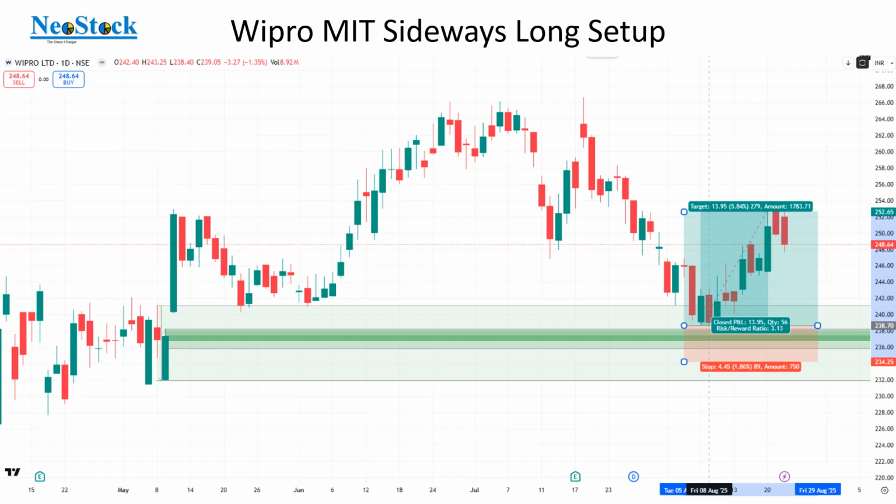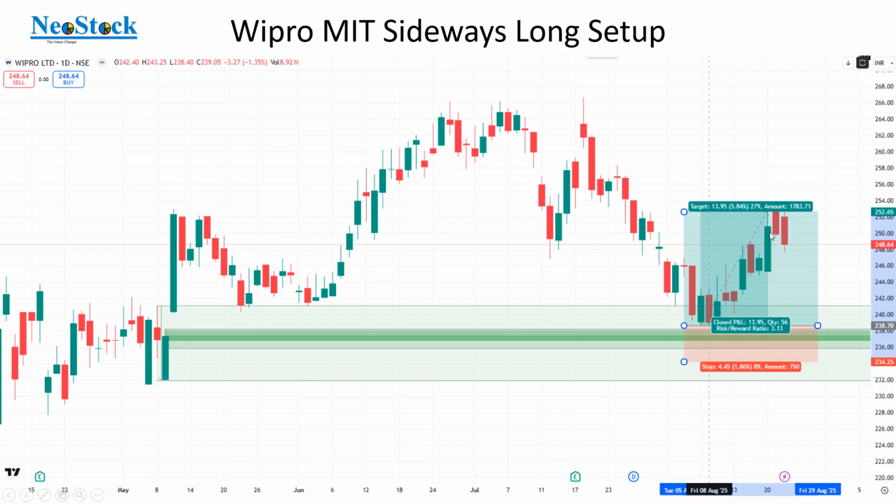For almost 14 rupees. That means 13 rupees 95 paisa, strictly speaking. 13 rupees 95 paisa profit you got. Almost 14 rupees profit you got. When you got the trade on Friday, 8th August 2025, and when it achieved this 1:3 RR, a couple of days before.